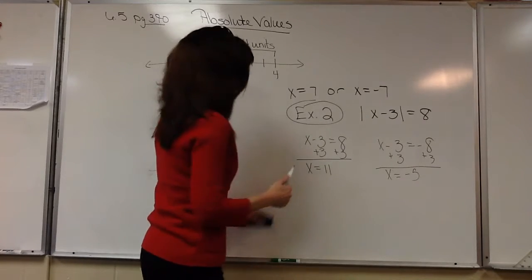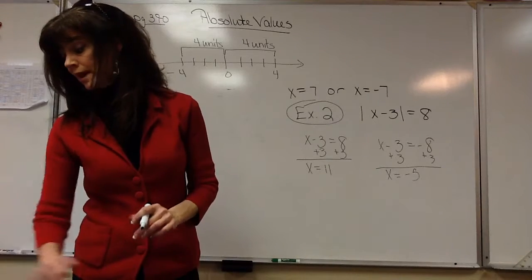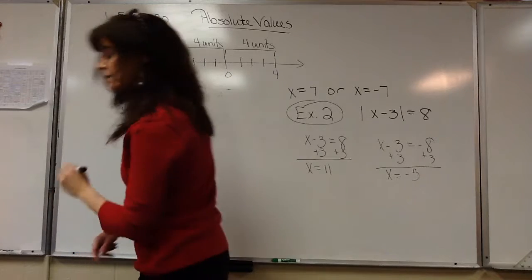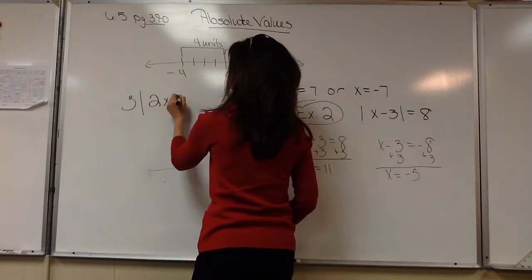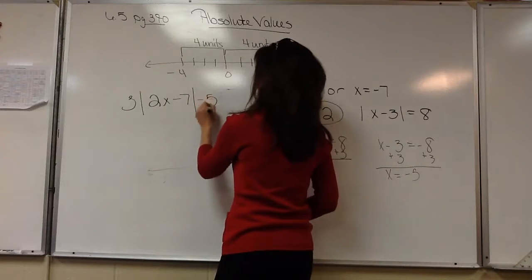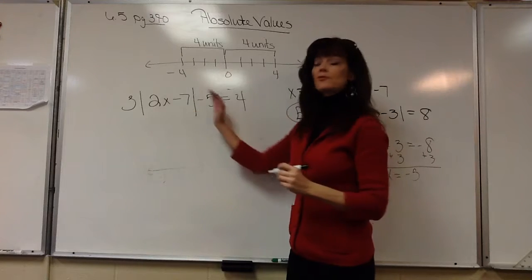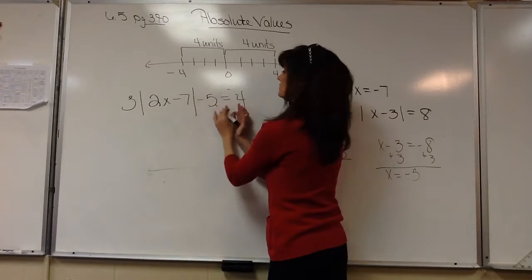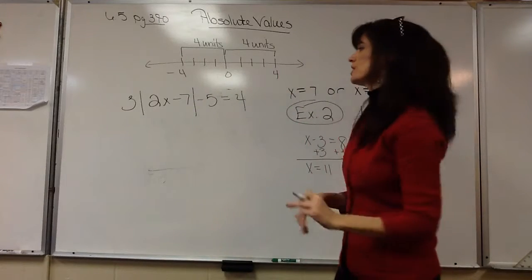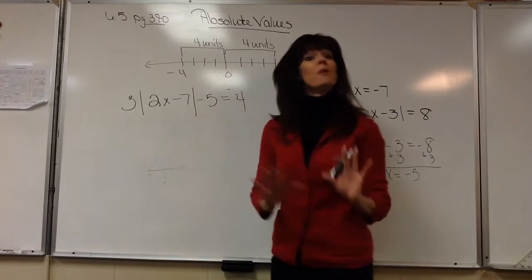So what I'd like for you to do is look at example 3 at the bottom of page 391. Here we have 3 times the absolute value of 2x minus 7, minus 5 equals 4. Now notice how I have more than just the absolute value on the left-hand side of the equal sign. Now, we're going to solve this just a little different. Be careful, because the temptation here is to treat these like parentheses, but they're not.